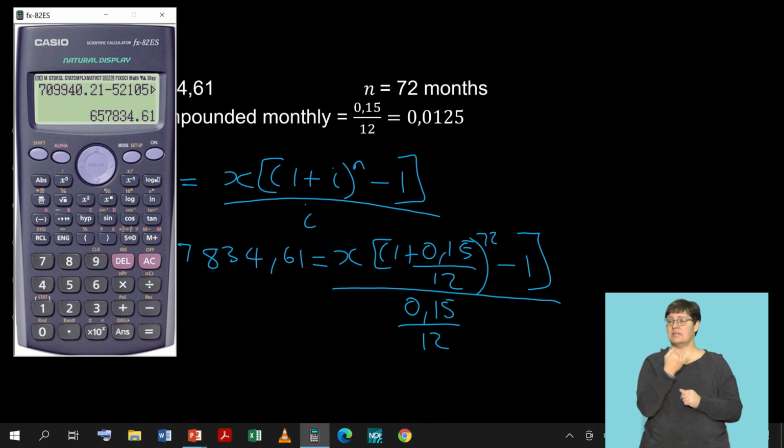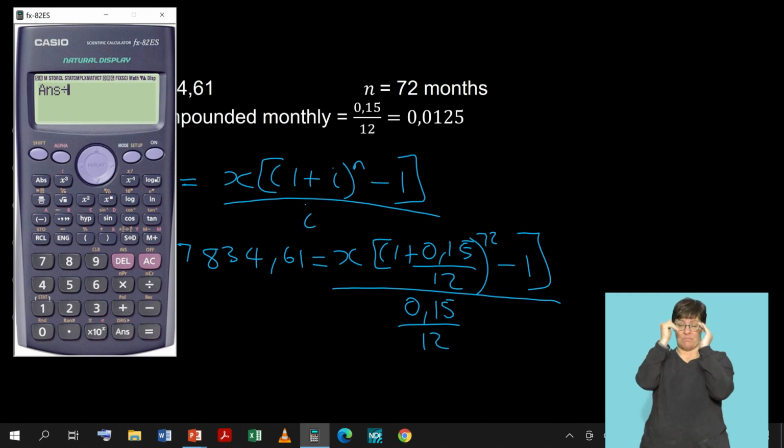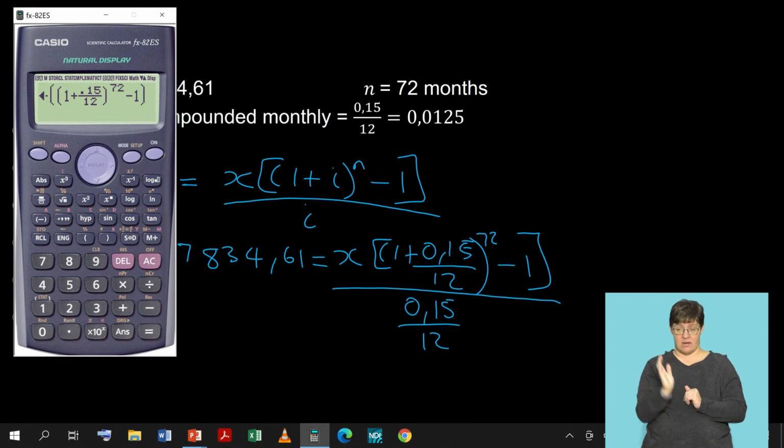My amount is still there because that's the last thing we calculated. I'm going to multiply this by 0.15 over 12, divided by 12, and this will give me that answer. Then I must divide this whole thing by whatever is inside that bracket, the bigger bracket, right? So this will be 1 plus 0.15 over 12, to the exponent of 72, minus 1, and then voila.